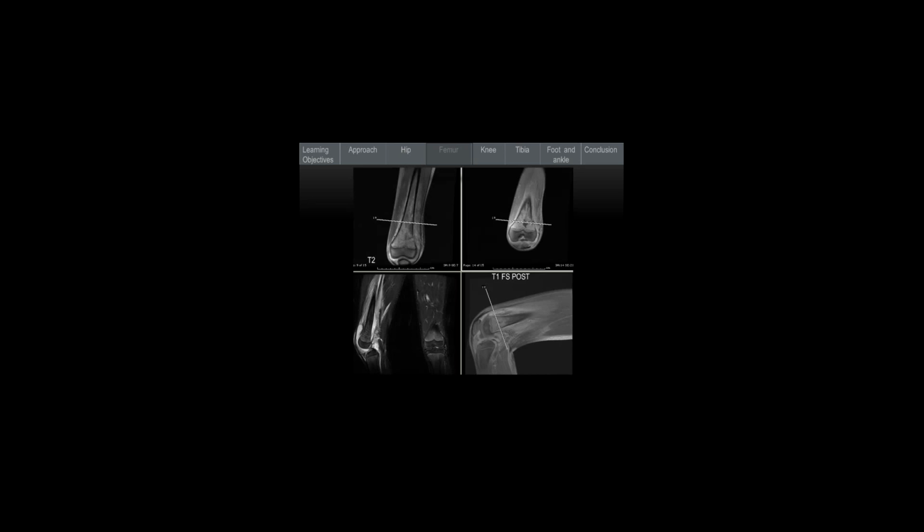When this child had an MRI, we were able to see some very important findings. We see on the fluid-sensitive images that there's edema in the distal femur. So you can remember edema or fluid on these T2 weighted images is going to be bright. On the sagittal images, you can see some joint fluid. You can also see quite a bit of edema and fluid in the musculature surrounding the femur.